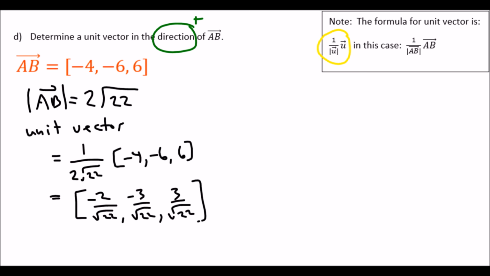Again, if I wanted the opposite direction, so this is in the direction, but if I wanted the opposite direction, I would just put a negative here, and so all these signs would just change. But if we found the magnitude of this, we would see that the magnitude of that is 1. We'll continue with examples 6 and 7 on the next video.